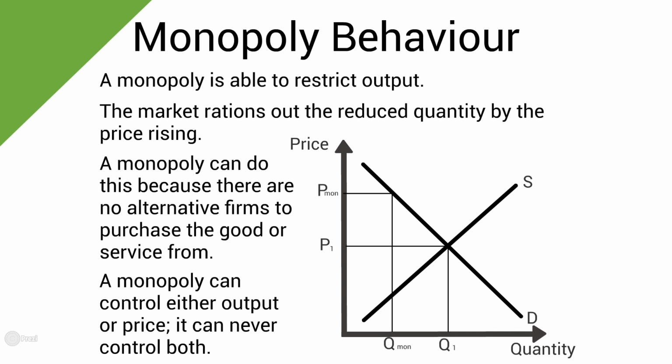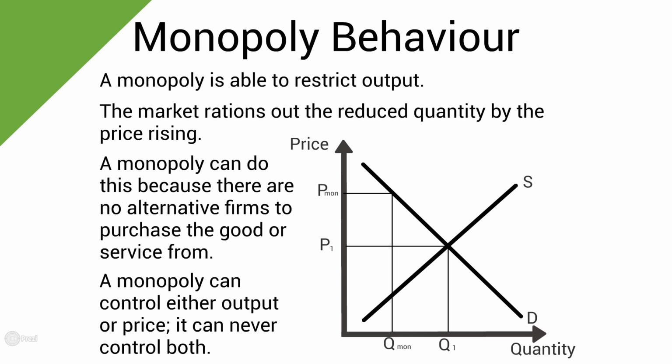A monopoly can either control output or price. It can never control both. So in our example, our monopoly was controlling output. It decided to restrict its output from Q1 to Q monopoly. At a quantity of Q monopoly, it led to a price of P monopoly.